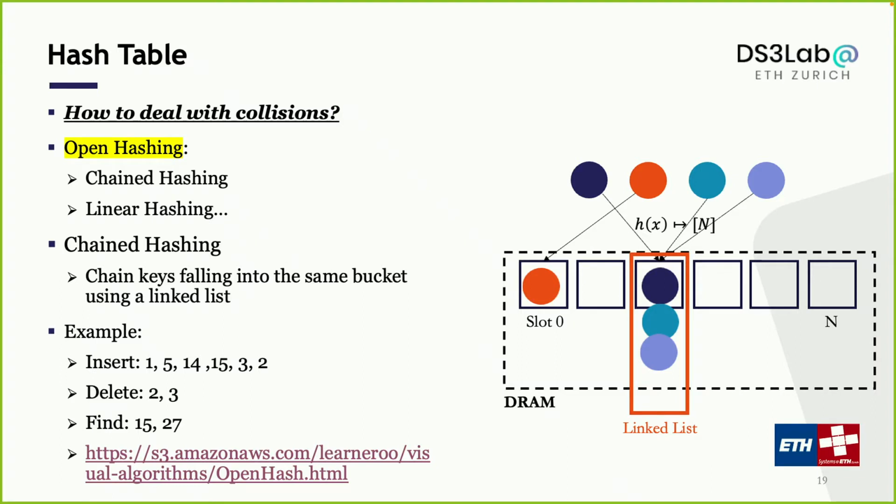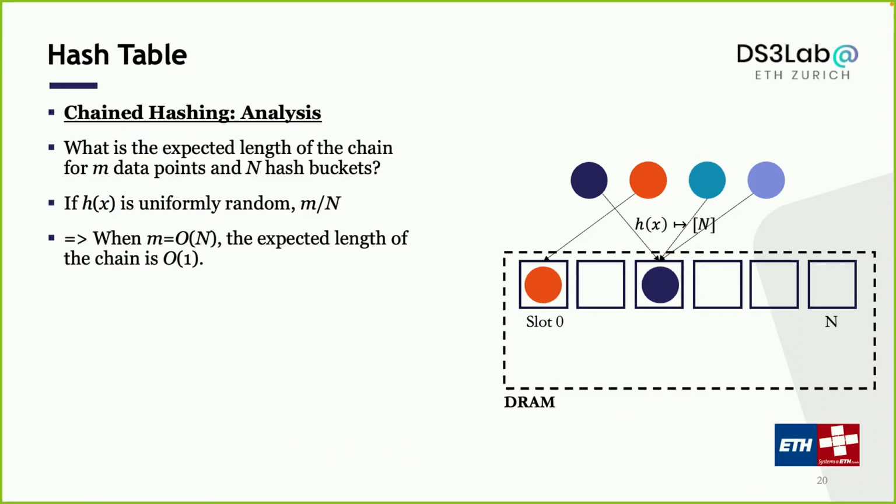Pretty natural, right? So what is the complexity? The complexity is easier to understand here. How many elements do I need to check before I can answer a query? In expectation, that is how long the chain is, if the hash function h(x) is uniformly random. As long as your hash table is as big as, or of similar order to, your input, you only check a constant number of elements every time you query it.